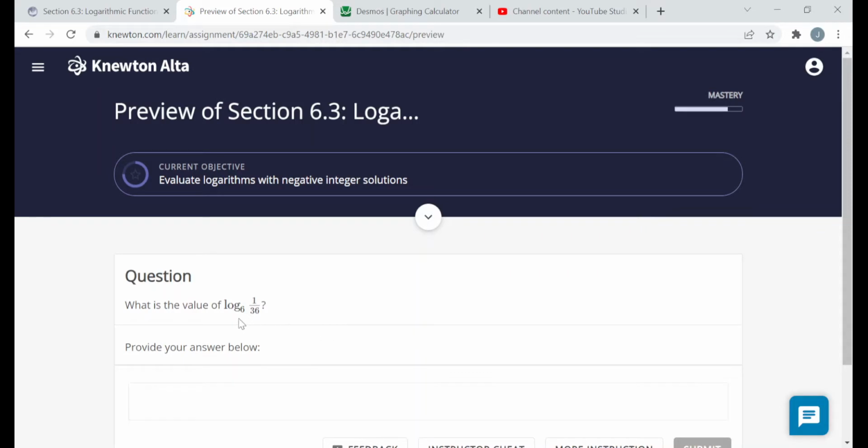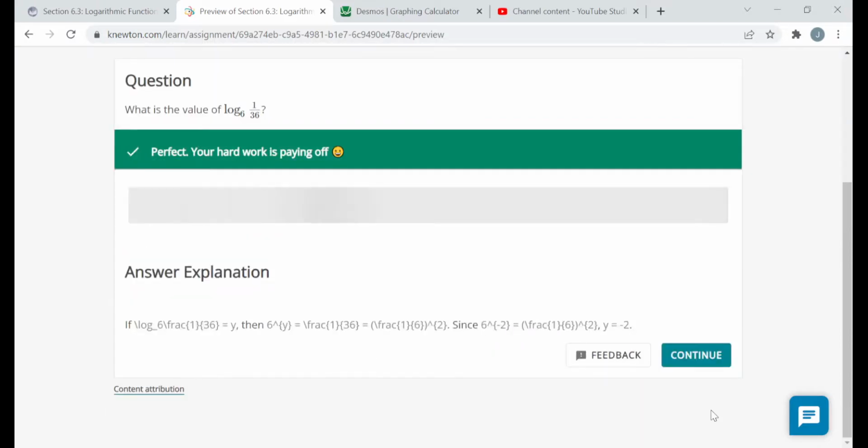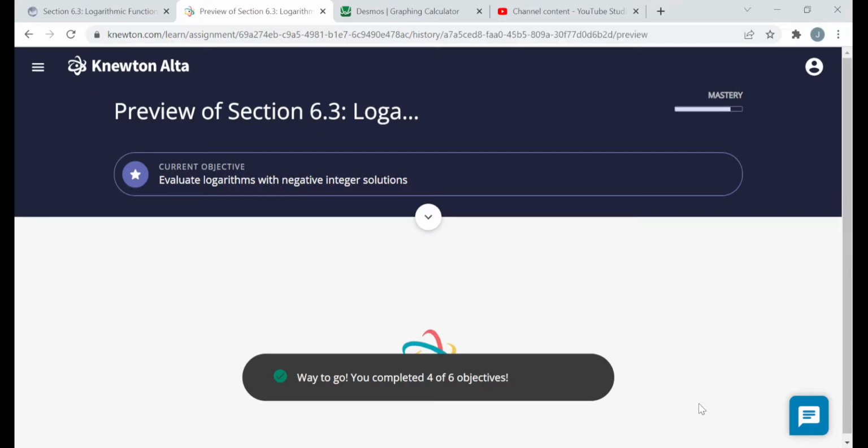Here, what's the log base 6 of 1/36? Same thing. 6 to the second power is 36. So 6 to the -2 would be 1/36, right? The reciprocal. So the answer is -2 again here. 6 to the -2, that logarithm is equal to -2. Okay, so it looks like we start flying through these once you get the hang of them.